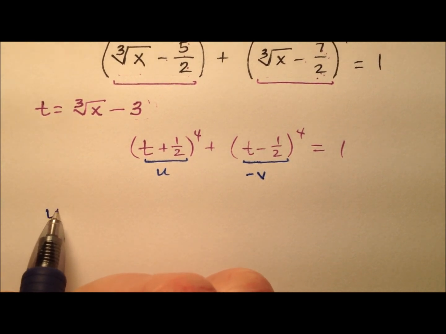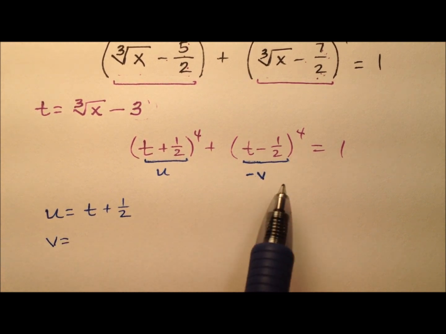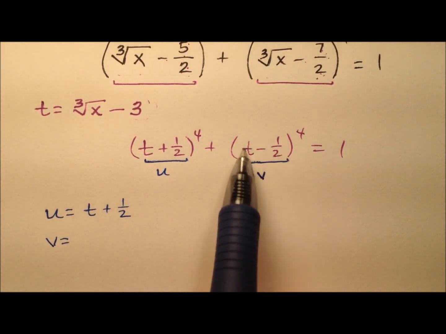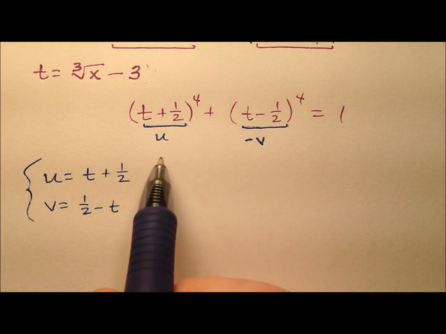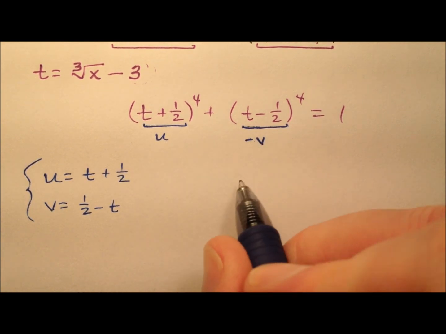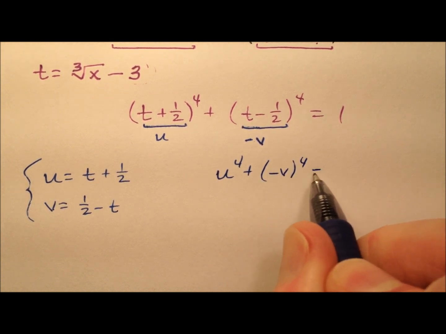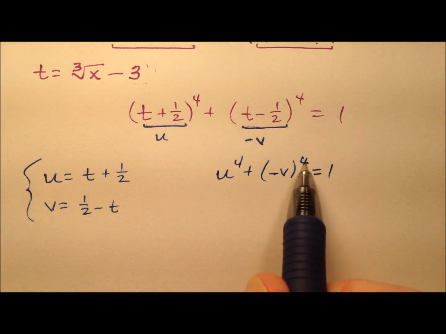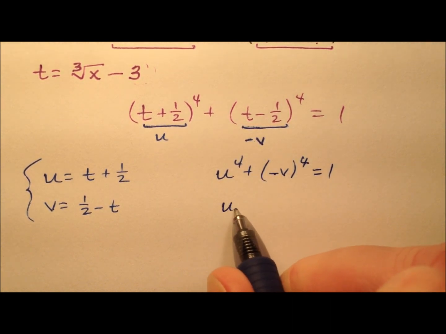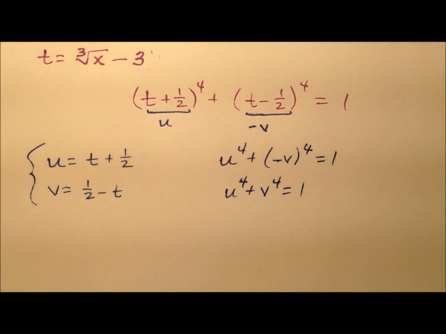So let's start here. I'll say u equals t plus 1/2, and v will equal, well, since this is negative v, we're going to change these signs. So this will be 1/2 minus t. So we have this nice system here. Well, rewriting this in terms of u and v, it's going to be u to the 4th plus negative v to the 4th equals 1. Well, the whole negative here being raised to an even exponent is nice, because really I can just say u to the 4th plus v to the 4th equals 1.